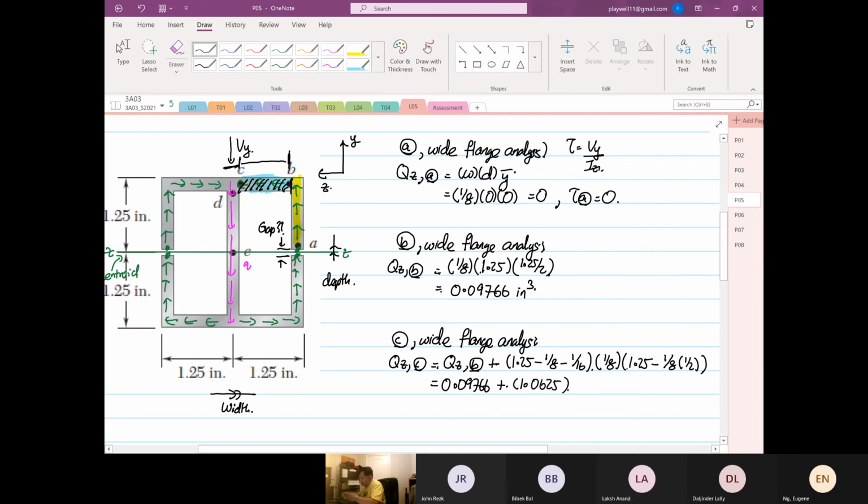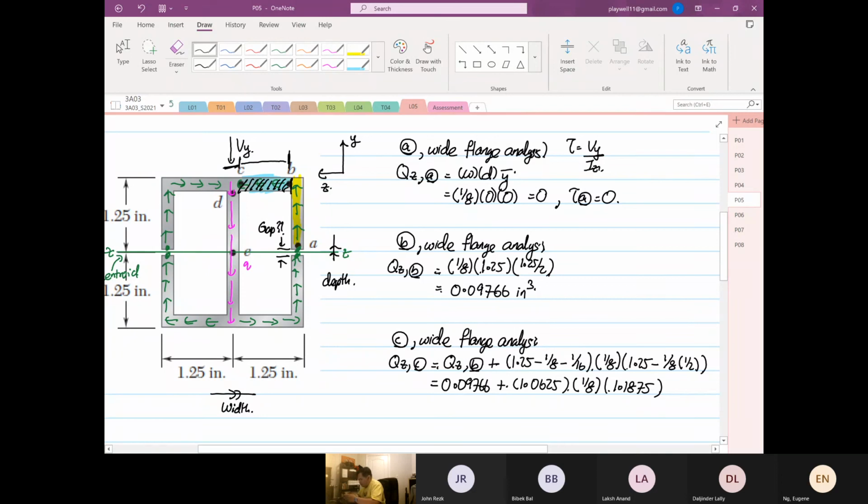So 1/8 minus 1 over 16. No, it's 1/8 plus 1 over 16. Minus 1.25, 1.6. Okay, so multiply by 1/8. So 1.25 minus 1 over 16 is equal to 1.1875. Let me do it again.